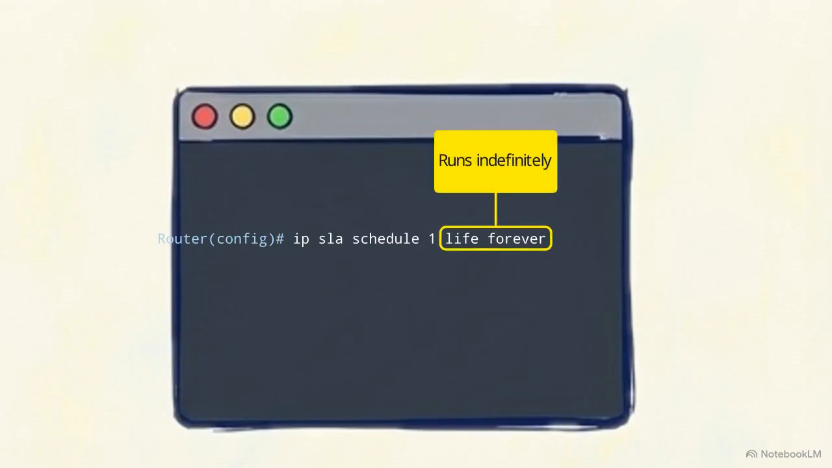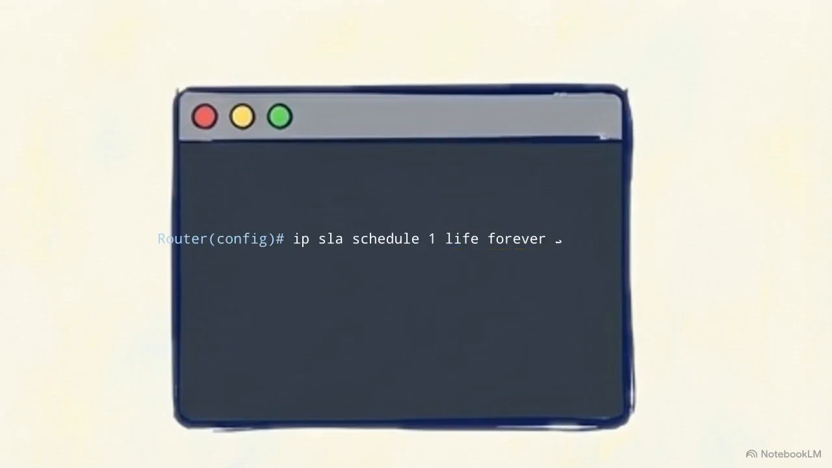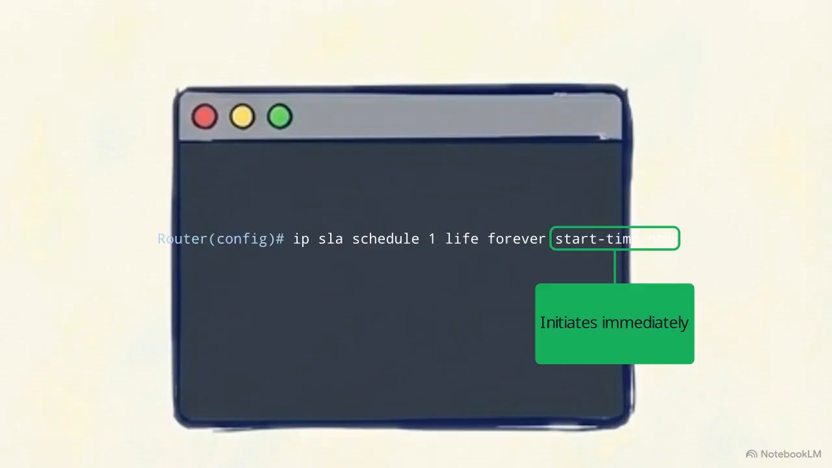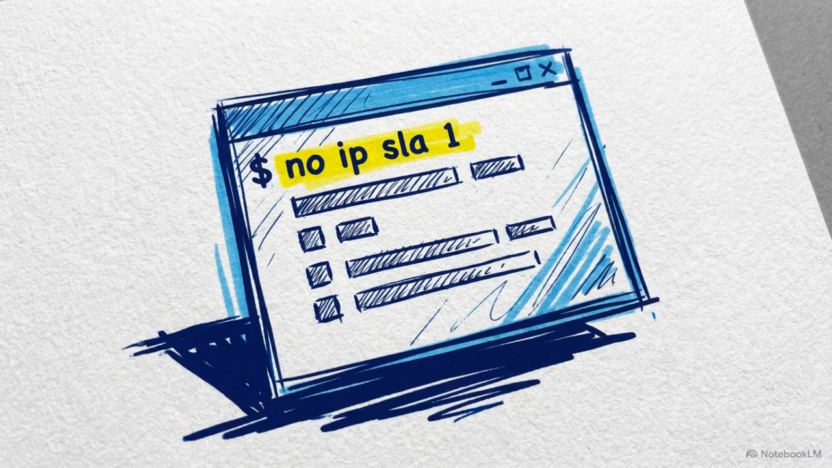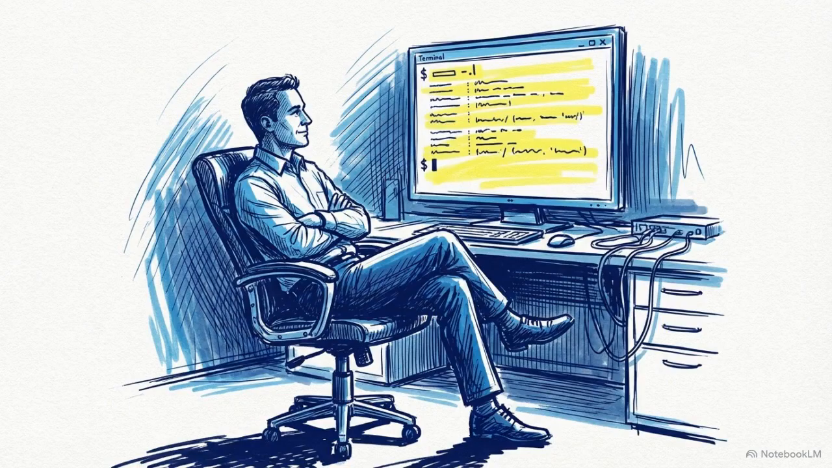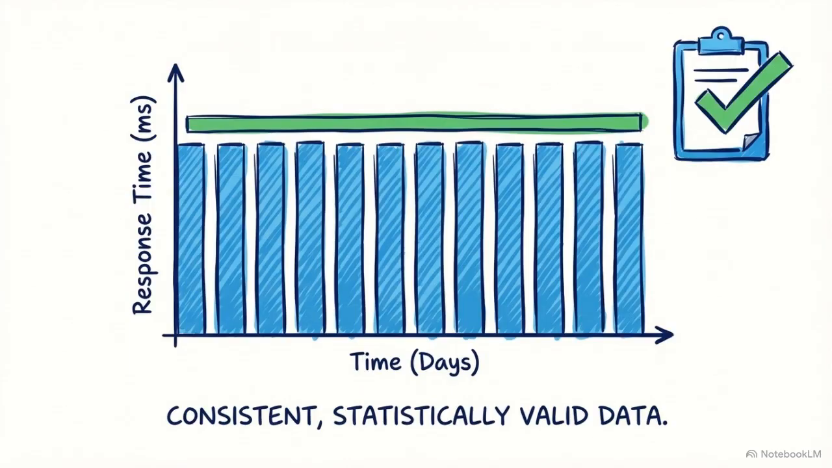Adding the parameter Life Forever tells the process to run indefinitely, and Start Time Now boots up the test immediately. Keep this operational rule in mind. The moment you press Enter on that schedule command, the IP SLA configuration is locked. You cannot modify the target IP or the frequency after this point without deleting the entire operation and starting over. Locking the parameters prevents accidental edits to the test criteria. This ensures the historical performance data you collect over the coming days remains consistent and statistically valid.